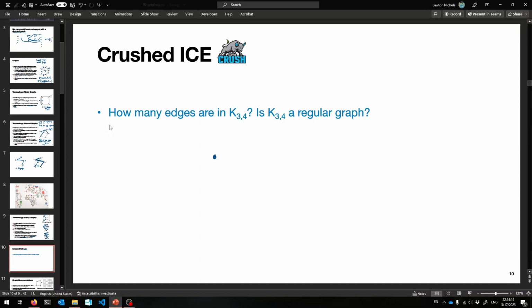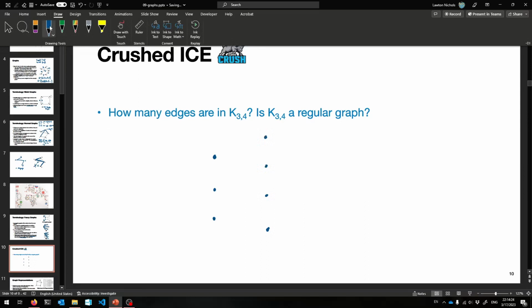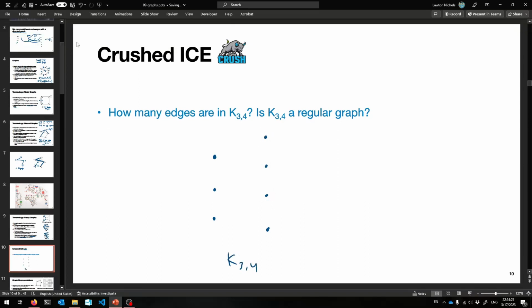So K3,4 is, you make a set of 3 over here, a set of 4 over here, and here are the edges that exist. This is K3,4. I guess I could have just copied the picture, but it's good to spell out what's going on here. So everybody over here can't talk to each other, but they have a link to everyone in the other set. 1, 2, 3, 4. And then this one can talk to all these. 1, 2, 3, 4. And then this one finally can do the same. 1, 2, 3, 4. Okay, so that's K3,4.